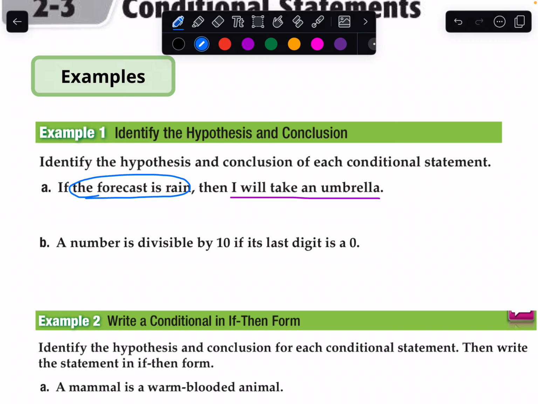B. A number is divisible by 10 if its last digit is a 0. Here's our key phrase if, which means its last digit is a 0 is the hypothesis, and the number is divisible by 10 would be the conclusion. Please note that if you were to rewrite these separately, you would want to replace your pronouns with an actual noun. So instead of saying its last digit is a 0, you would write a number's last digit is a 0.